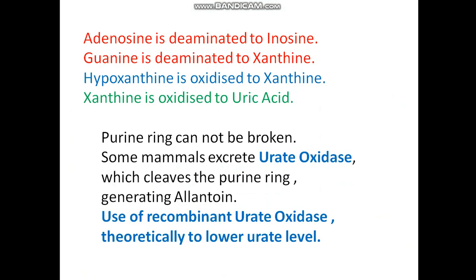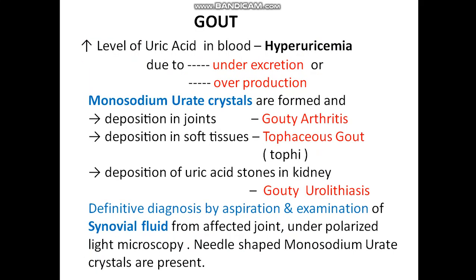So the purine ring is not broken, but what happens in some mammals which express urate oxidase? This enzyme breaks the purine ring and generates allantoin, which is excreted. So this urate oxidase, recombinant urate oxidase, is sometimes used to lower the high urate level.